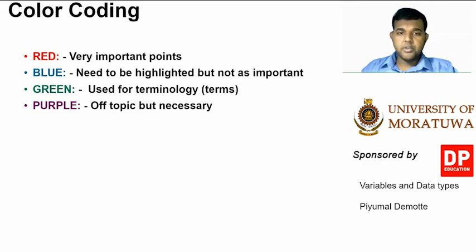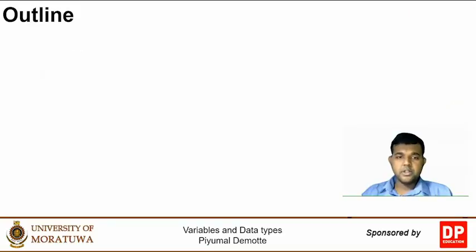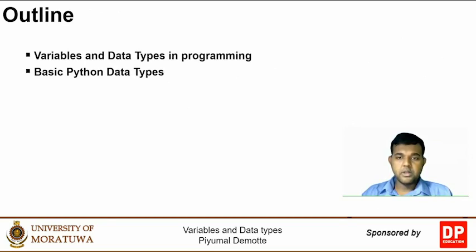This is the standard color code we will be using throughout this lesson. Please take a moment and have a look. The outline of this section is to discuss variables and data types in programming as a generic concept. Then we will move into basic data types used in the Python language. Then we will discuss objects as Python's abstraction of data, variables as object names, and the mutability of objects.